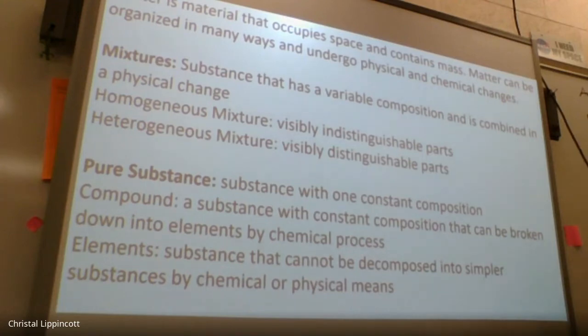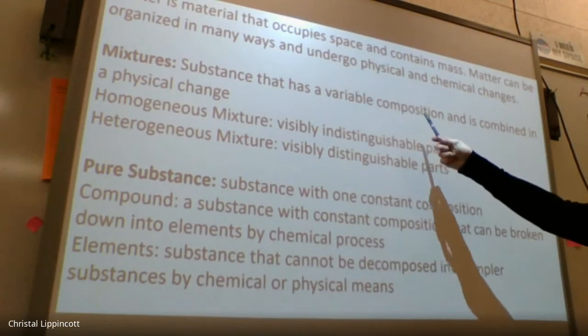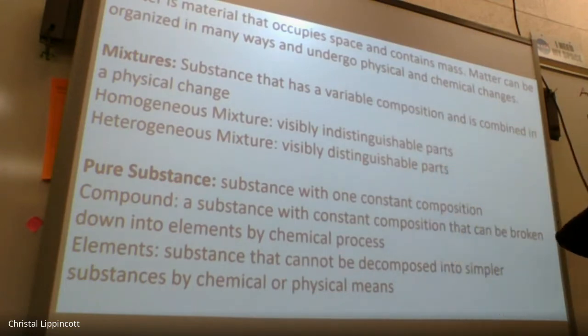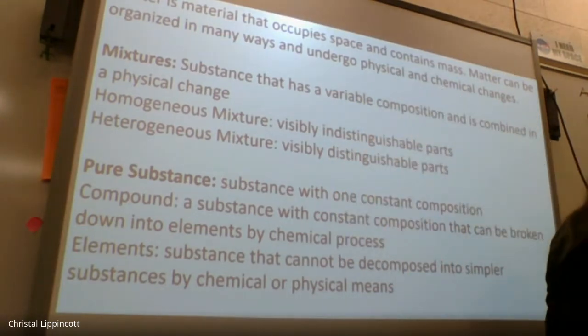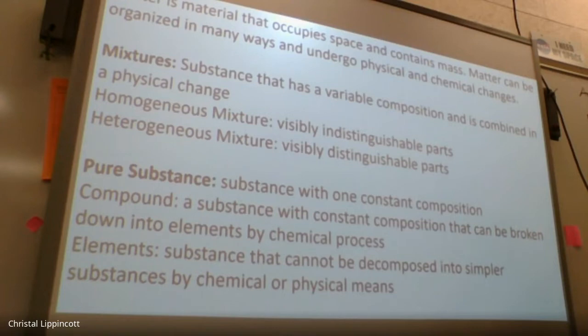All right, so matter: material that occupies space and contains mass. It can be organized into a couple different ways. We can have mixtures, which are substances that have a variable composition, and they're combined. When they're combined, it's a physical change. So if we have salt and water, that's a mixture. We can have a tablespoon of salt, or we could have a cup of salt in a gallon of water. They're both going to be salt water. Okay, variable composition.